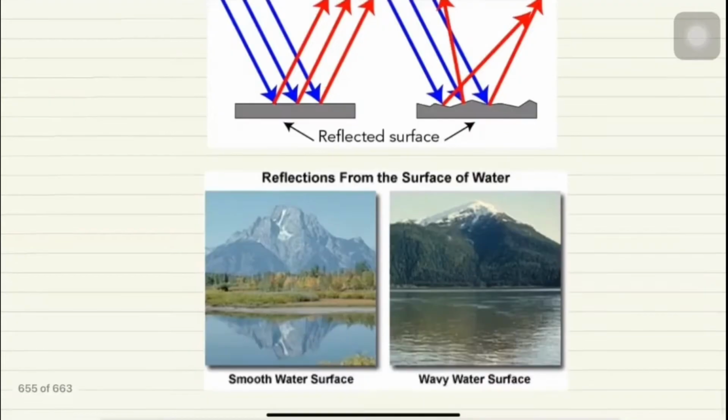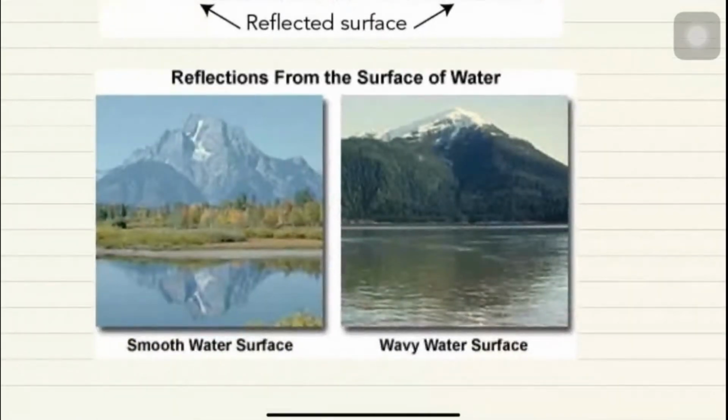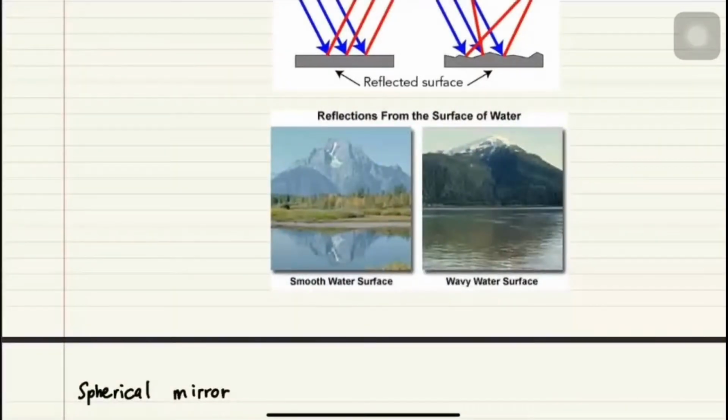For example over here, if you have smooth water, you can see that the image of the mountain is very clear. While if you have a rough surface over here, like wavy water, then the image is a bit blurry. So these are the examples. That one is just for your knowledge.